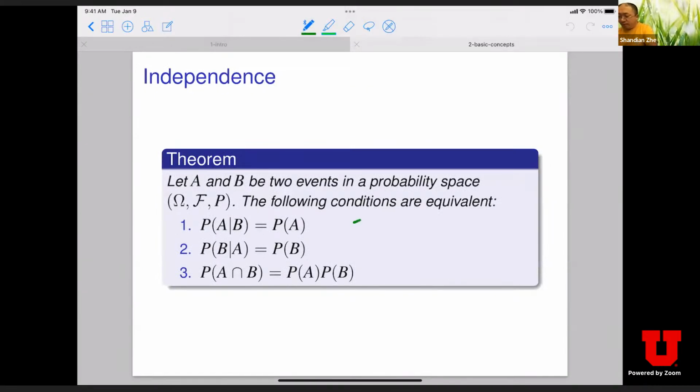So these are just put together, right? These three conditions are equivalent: P of A given B equals P of A, P of B given A equals P of B, or P of A intersection with B is P of A times P of B. They're equivalent, and they all say that A and B are independent events.